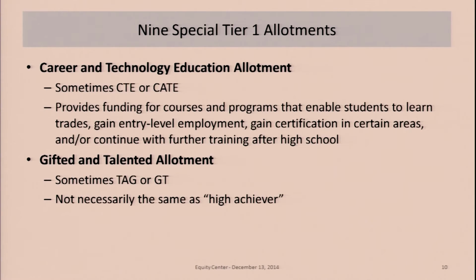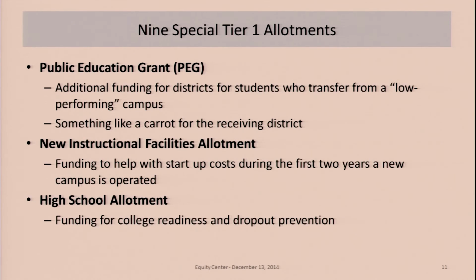Career and technology allotment, sometimes referred to as CTE or CATE, has to do with learning trades or gaining entry-level employment and certification in certain areas, and sometimes that's continued after high school in community colleges. Gifted and talented allotment is not necessarily for high achievers. There are lots of different things that go into what makes a child gifted and talented, and this is some special funding for those programs.